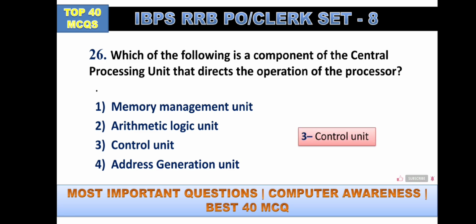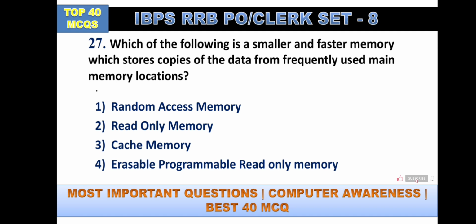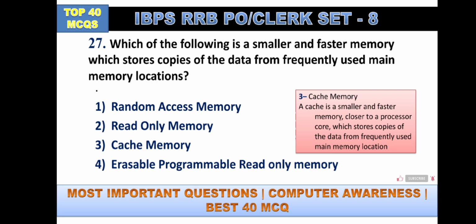Okay, 27: which of the following is a smaller and faster memory which stores copies of the data from frequently used main memory locations? So this type of memory is called cache memory, and in cache memory there are three types: L1, L2, and L3. Okay, so it is done by cache memory.